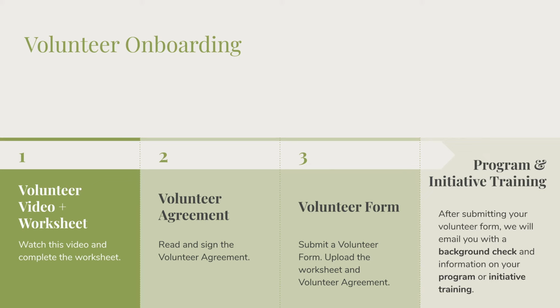And then in step 3, you'll fill out the volunteer form. That's where you'll indicate your availability and which program or initiative you want to be involved with. And you'll also upload the worksheet and the agreement to the form directly. After submitting your volunteer form, that's when we will get in touch with you. We'll send you a background check to complete, and we will set you up with whatever the specific training is for your program or initiative. The training might be another video, it might be reading through a guidebook and signing, or it might be a Zoom call.